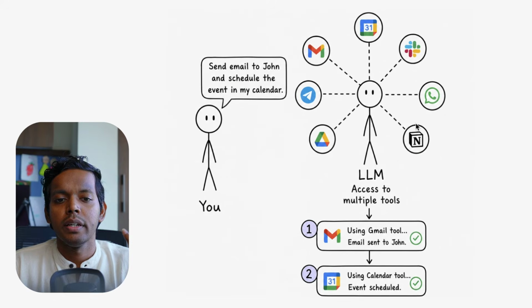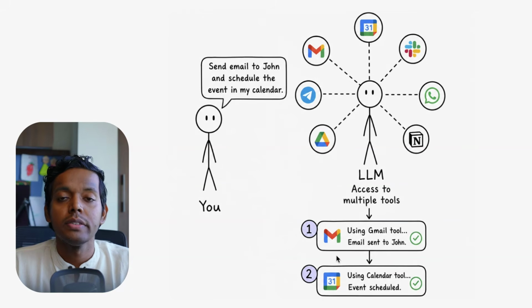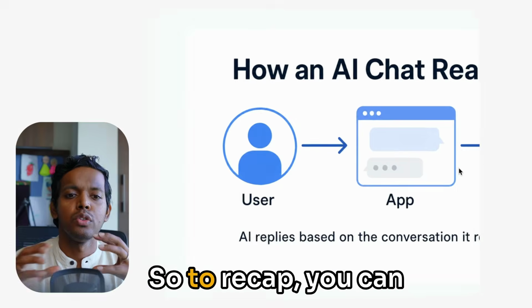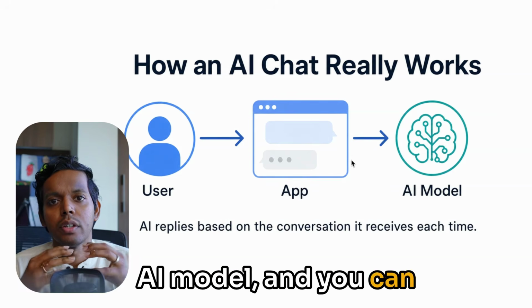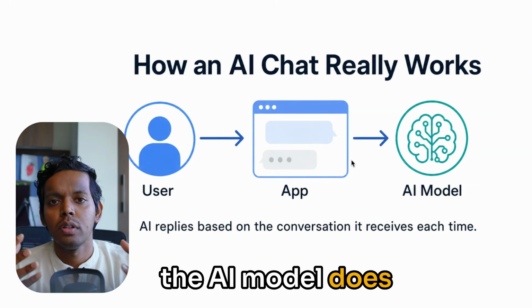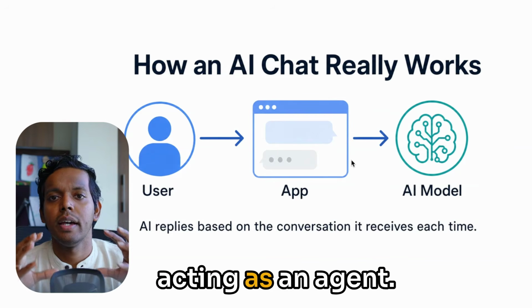So you can also say, read my knowledge base or an article that I have in Notion, and based on that, reply to John and then schedule the event. So you can do multi-step events as well. So that's where it becomes more powerful. So to recap, you can add your tools to your AI model, and you can give requests where the AI model does things along with the apps on your behalf. So this is where it is acting as an agent.